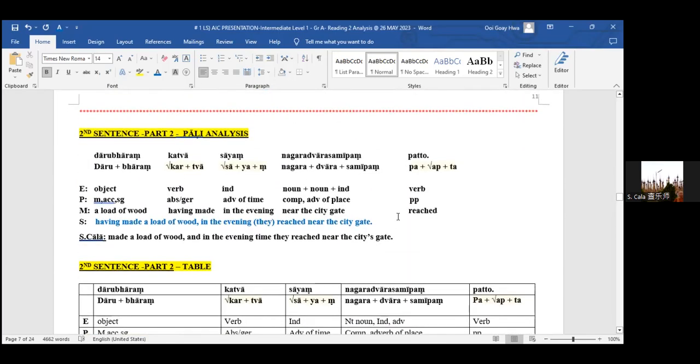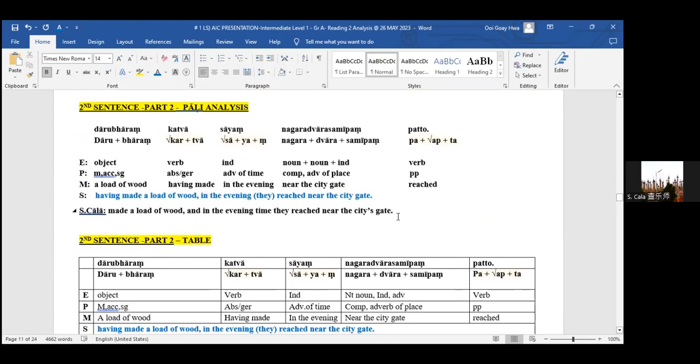Next sentence. After making a load of boy. So in the evening time, they reached near the gate. The pato actually is reach, approach. I mean the PP. This PP is a past participle. Like you all learned in lesson 50, you also see the pato. This pato modifies the father. That's why it's nominative singular. Even though both of them are going, the subject is talking about the person, the father. So pato refers to the nominative singular.